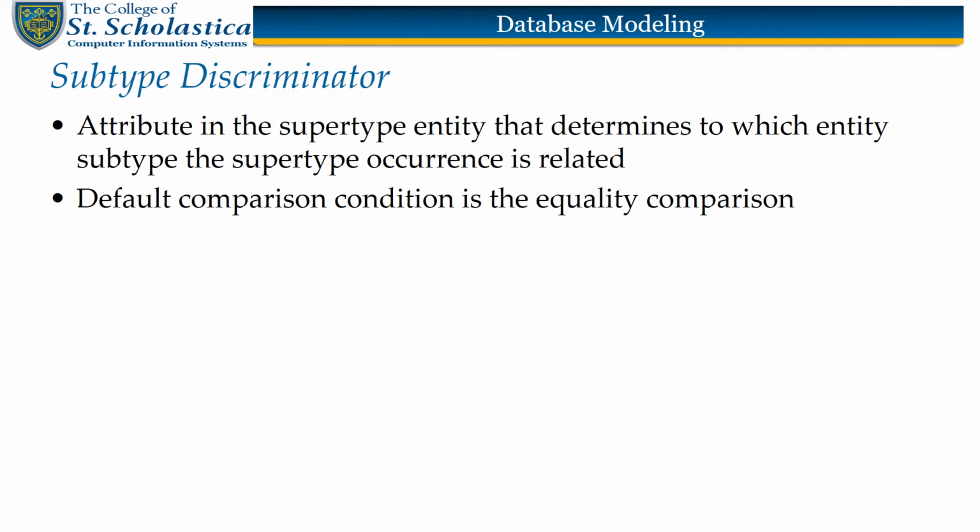A subtype discriminator is the attribute in the supertype entity that determines to which subtype the supertype occurrence is related. As we saw in the previous Figure 5.2, the subtype discriminator is the employee type, EMP_TYPE. Note that the default comparison condition for the subtype discriminator attribute is the equality comparison. However, in some situations, the subtype discriminator is not necessarily based on an equality comparison.